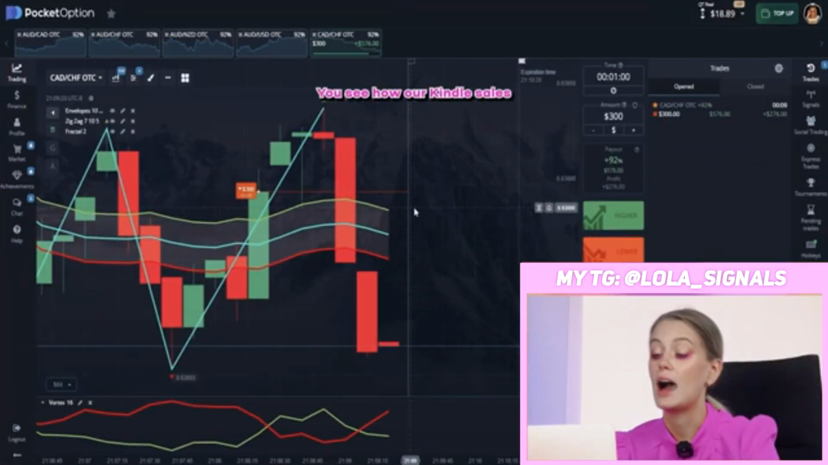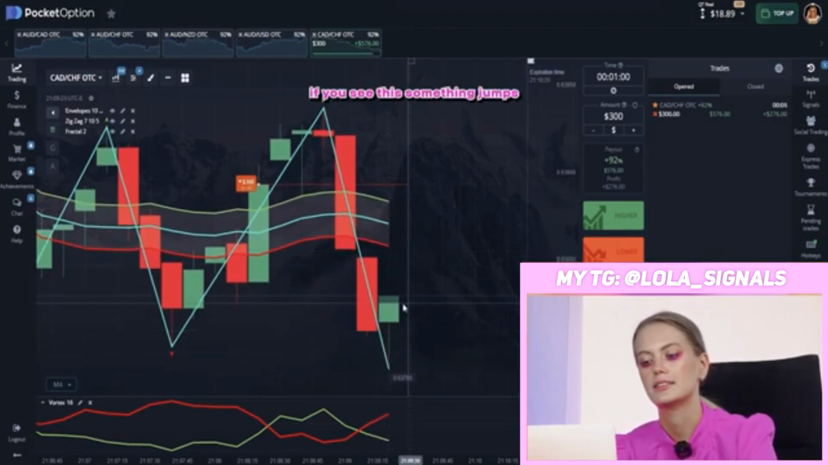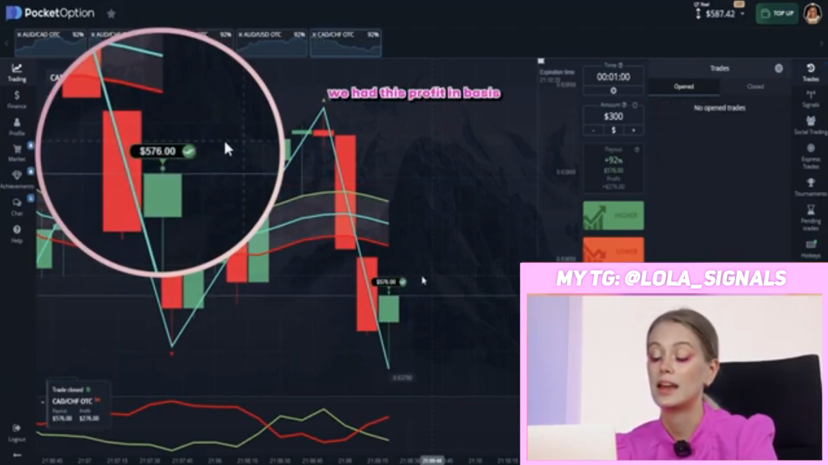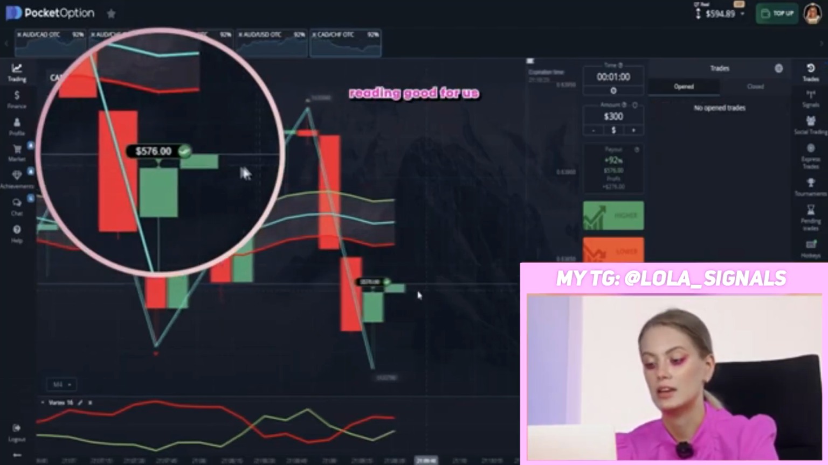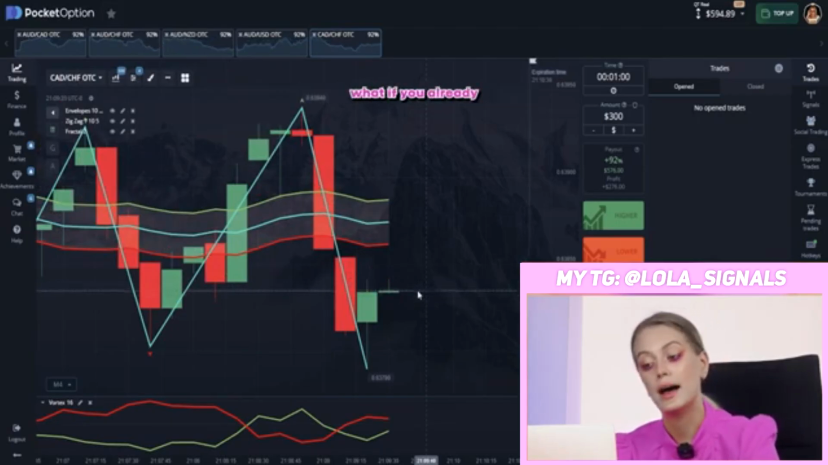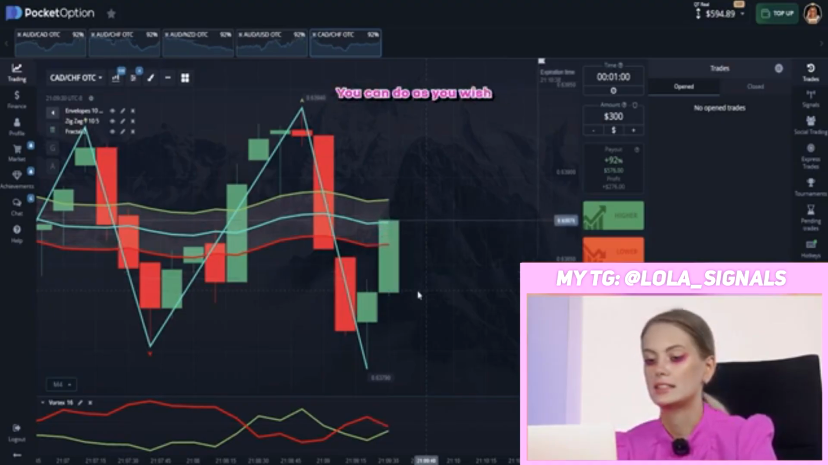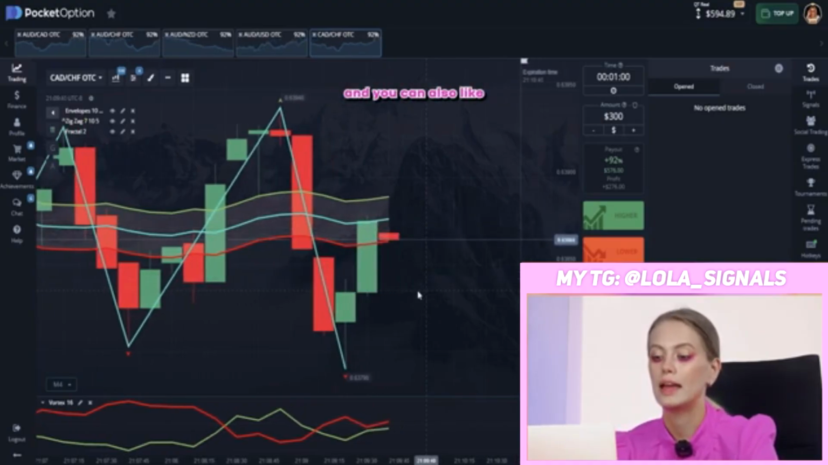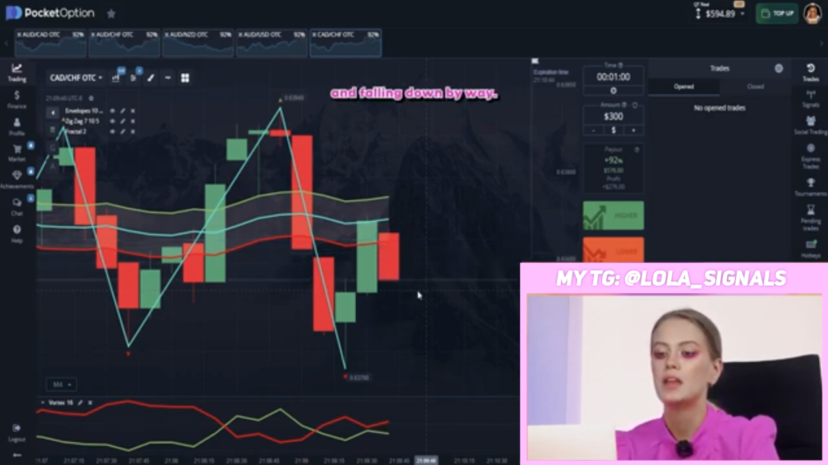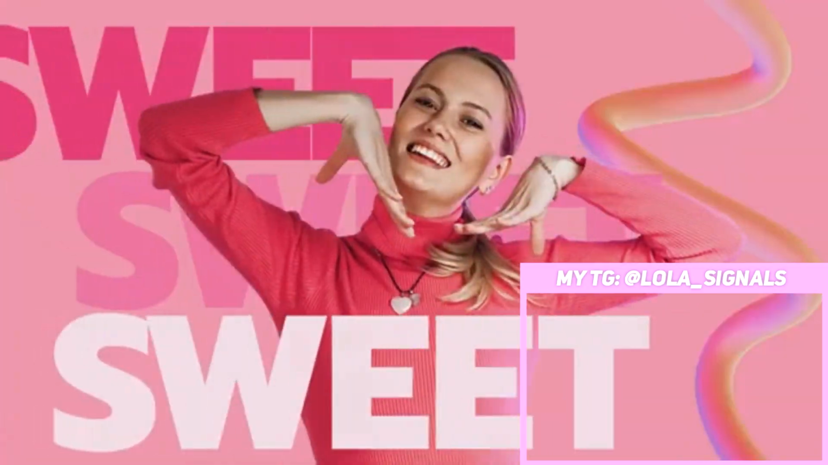Right now you see how our candles fell down, and this is obvious, if you see that something jumped, probably it must fall down after this, and that's why we got this profit, and this is really good for us. I don't recommend doing this by yourself if you're just a beginner, but if you already go to the professional level, you can do as you wish, and you can also focus on these jumps and falling down. By the way, let's practice more. Let's go find something else.